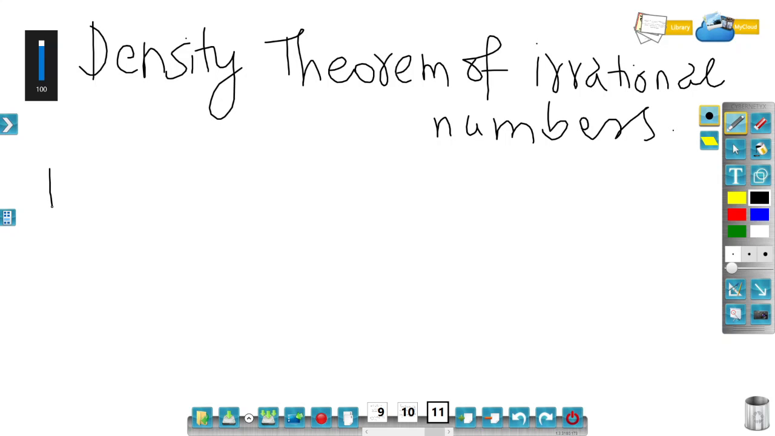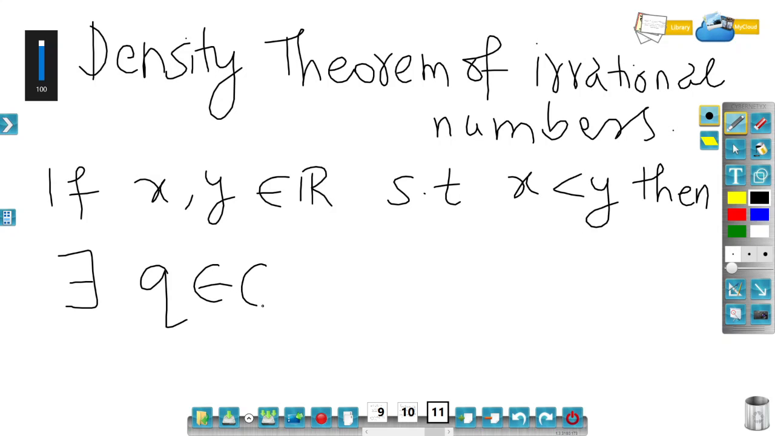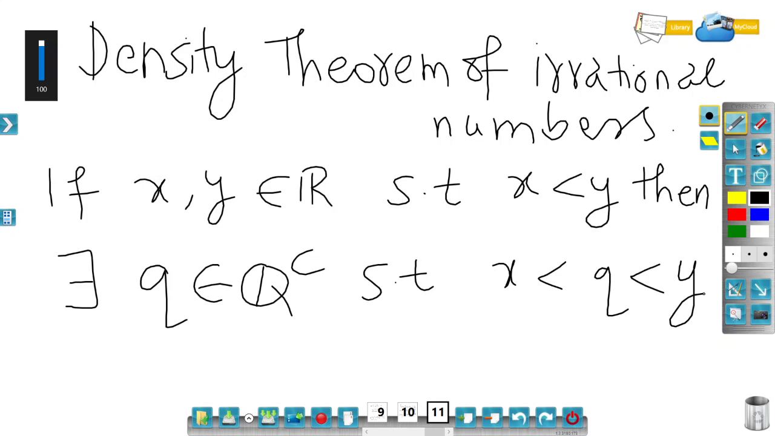The statement says that if x, y belong to R such that x is less than y, then there exists an irrational number. Irrational means it is not rational, and the set of irrationals is denoted by Q complement, with a c above the Q. So there exists a small q belonging to Q complement such that x is less than q less than y. Right, so let's go for the proof.